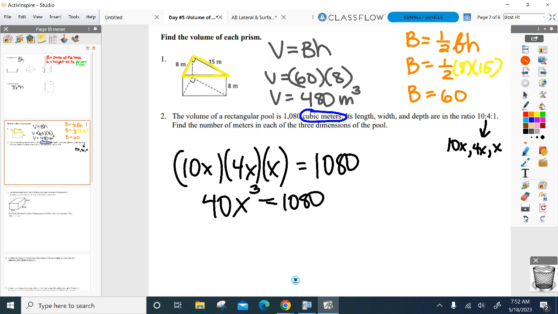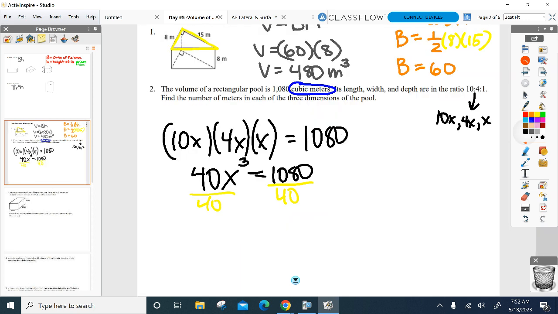What do you think your next move is? Divide by 40. Everyone tries to do something crazy with this to the third, but you can't until it's all by itself. So unattach that 40. And we get x cubed equals, what's that number? 27?